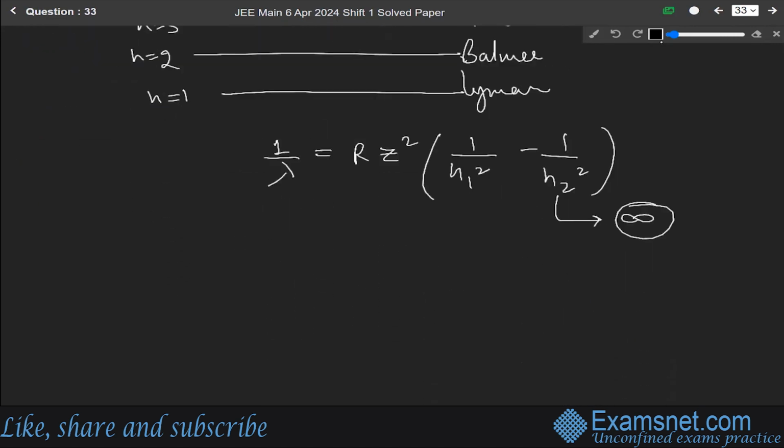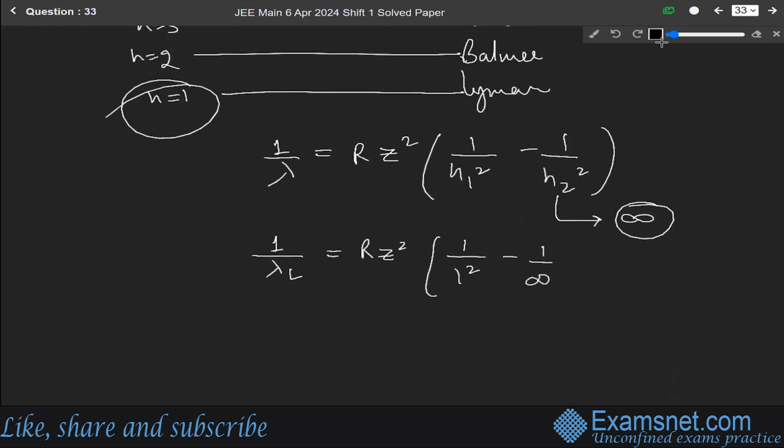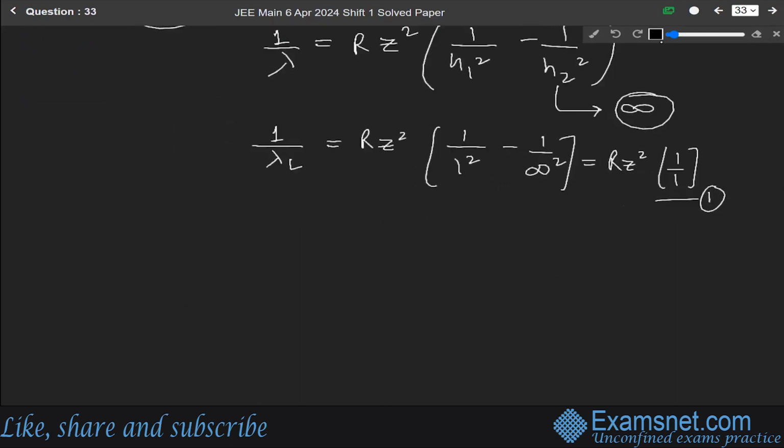for the shortest wavelength. So for Lyman series we can write 1 over lambda L is equal to RZ square, and for Lyman series n equals 1. So 1 over 1 square minus 1 over infinity square, which means this will become 0. So we get RZ square into 1 over 1. Okay, let us say this is equation 1.